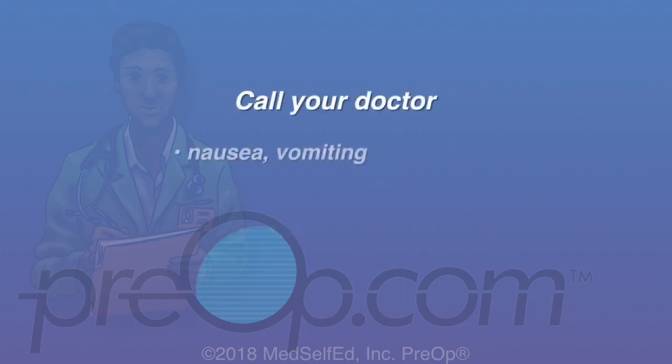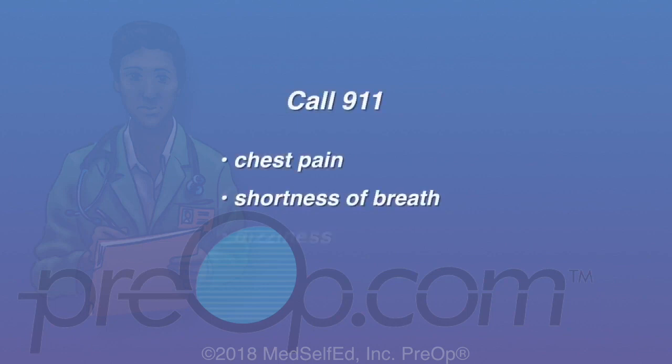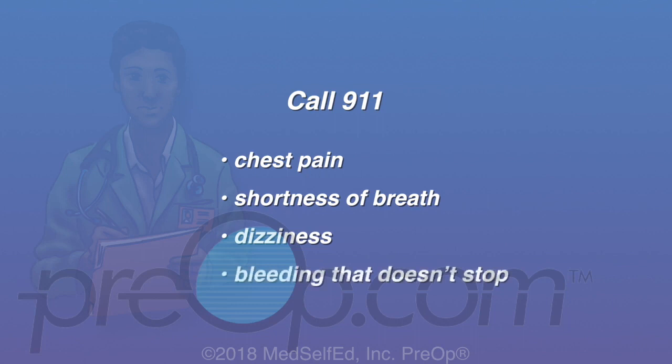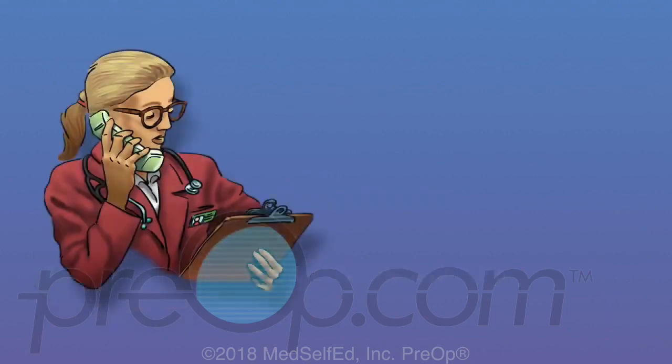Call your doctor if you have nausea, vomiting, a persistent cough, or pain that is getting worse, or a fever. Call 911 if you have chest pain, shortness of breath, dizziness, bleeding that doesn't stop, and any other sign that you may be having a complication from the procedure. Hospital admission, medication, or surgery may be needed to correct some problems.